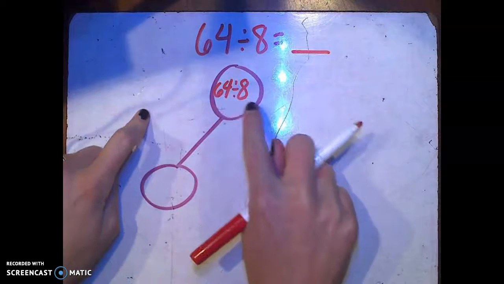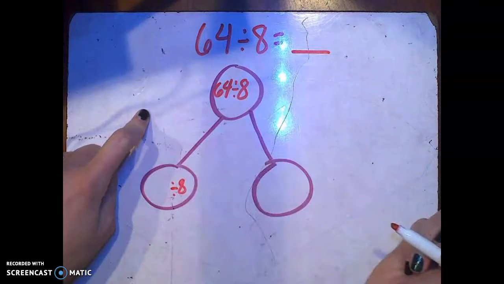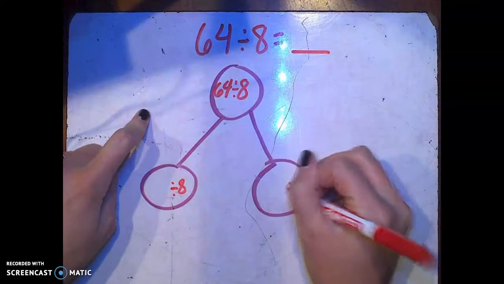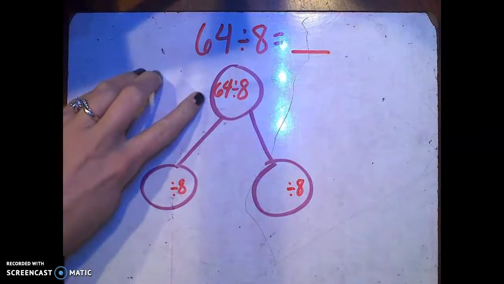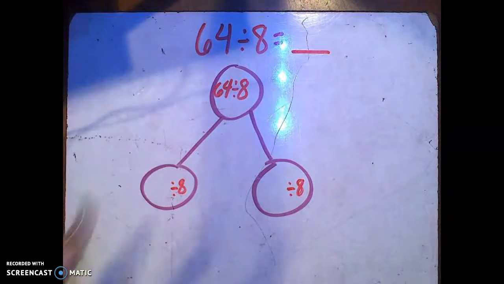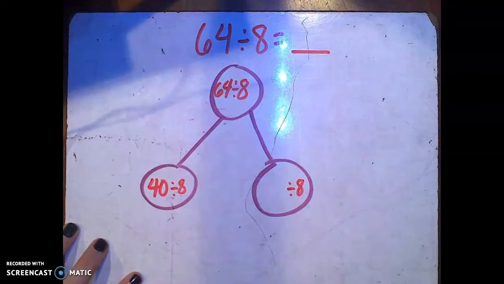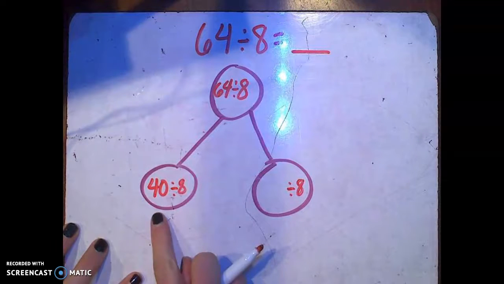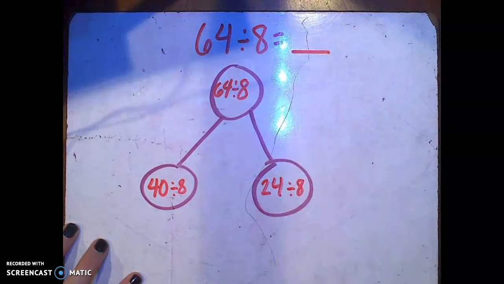My 8 is going to remain the same, so both of these have to be what's called divisible by 8. I have to be able to divide whatever number goes here by 8. Okay, so 64, let's think of easy numbers that can go into 64 that are also divisible by 8. I'm going to go with 40 because it's a nice round number, and I know that 40 plus 24 is 64, so I'm going to do 24 over here.